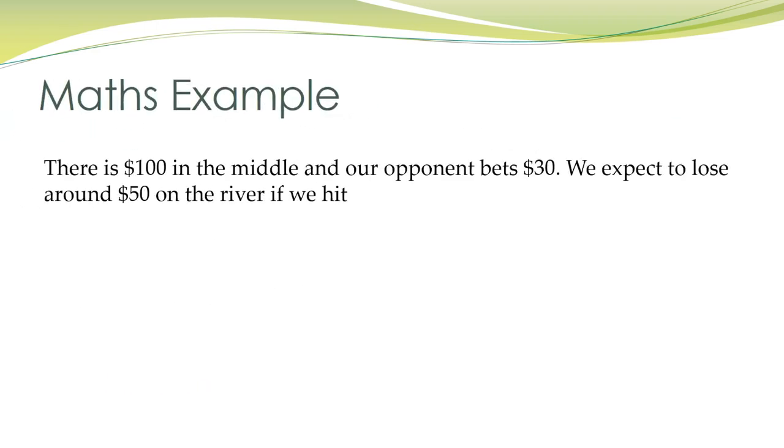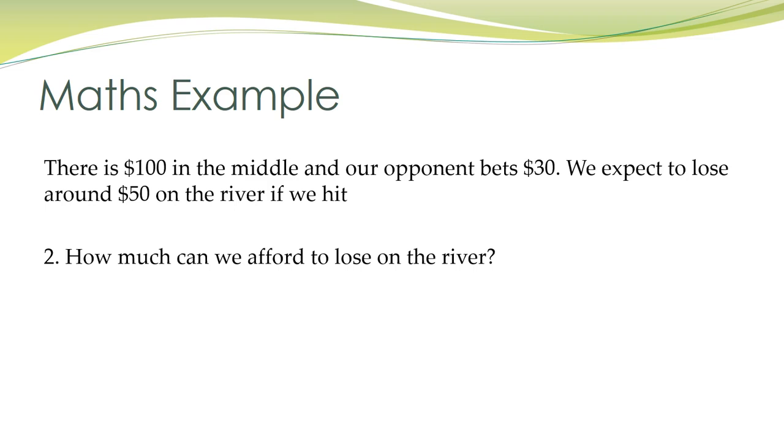Moving on to the second question. So here's the question again: 100 in the middle, our opponent bets 30, and we lose around 50 on the river. Question 2, how much can we afford to lose on the river? Well, we know that given that we're going to hit about 30% of the time, we can't invest more than 30% of the pot. Again, hopefully you've picked that up from the early videos as well.